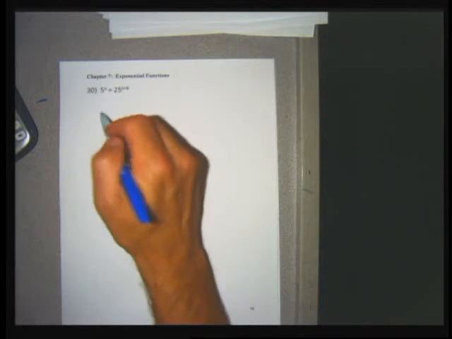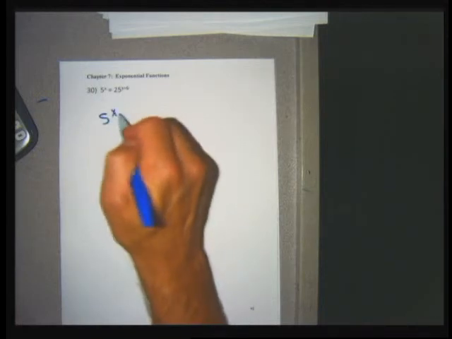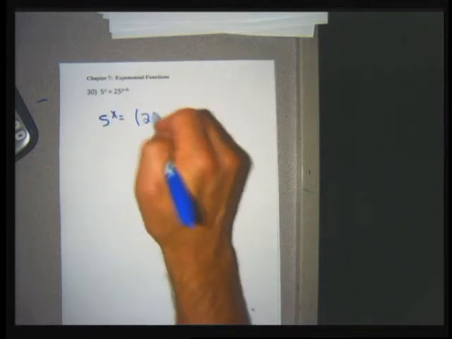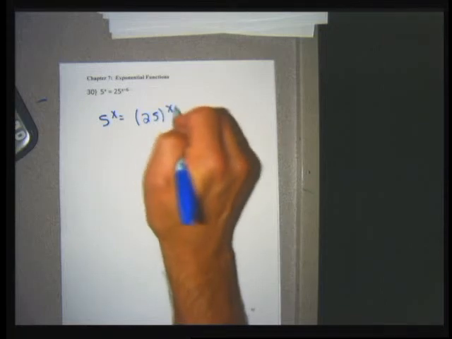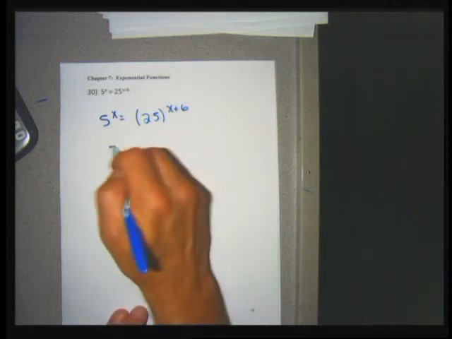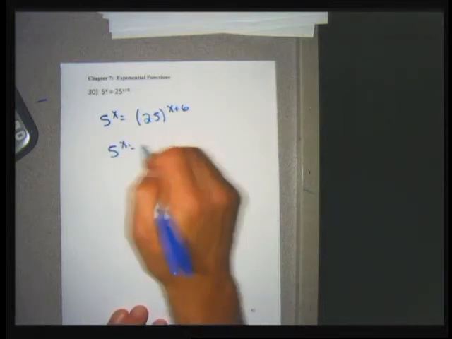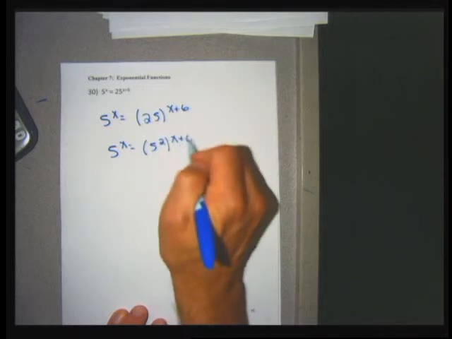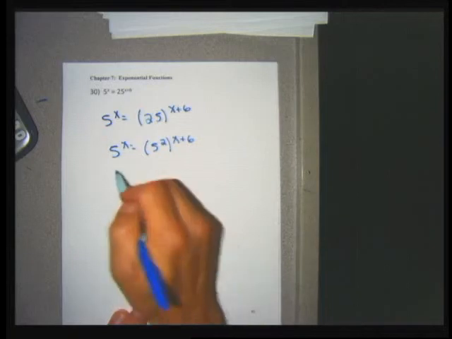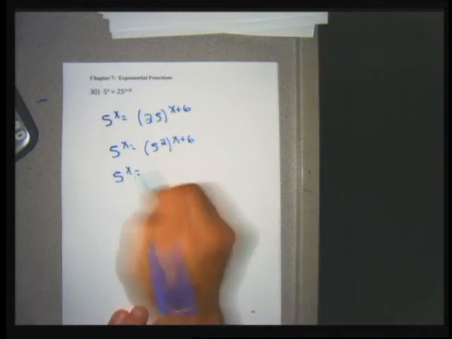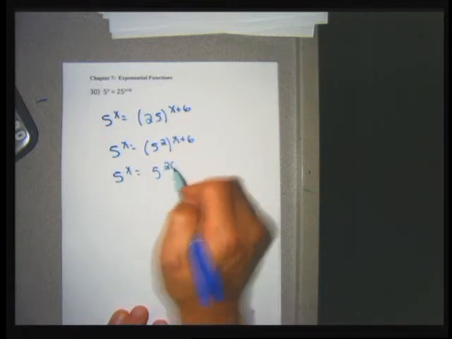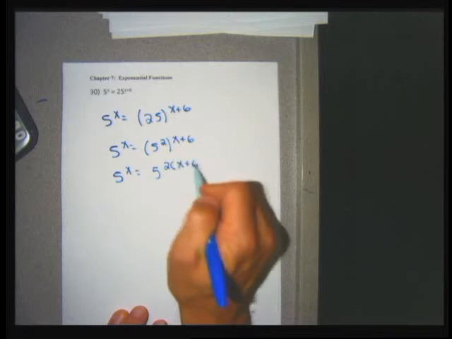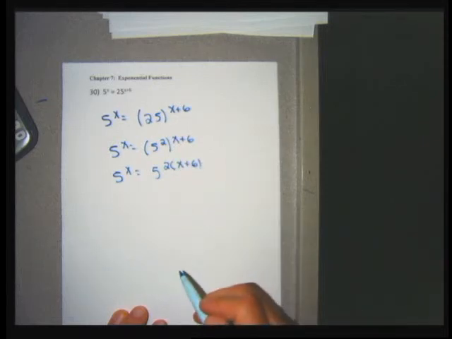For 30, I need to think of the 25 side as being in parentheses before I prime factor the 25. 25 is not a prime number, so I know I need to prime factor it. And I'm going to make this 5 squared to the x plus 6. And you can do the prime factoring for 25 on your calculator if you need to. Now I'm going to clear the parentheses on the right side by multiplying the exponents.